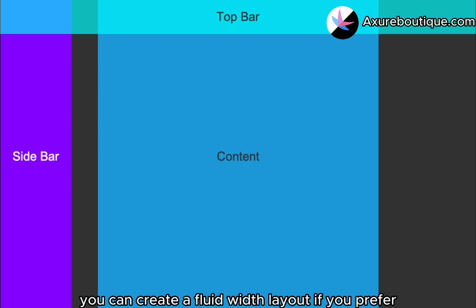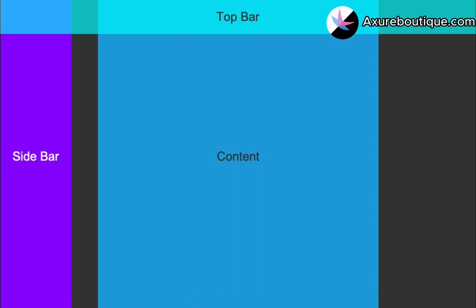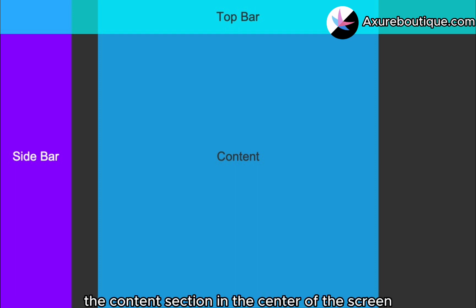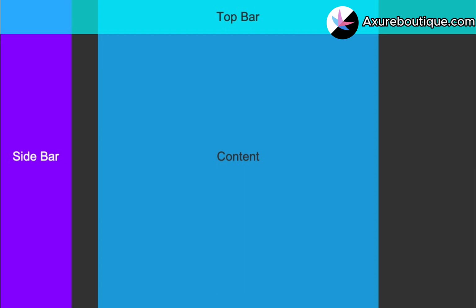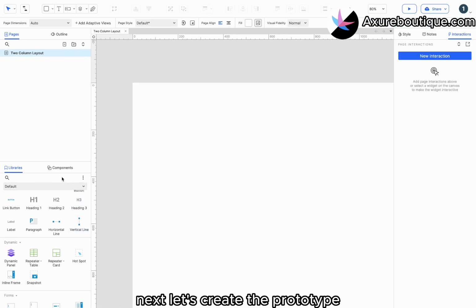You can create a fluid width layout if you prefer. We will position the content section in the center of the screen. If the screen size is small and the sidebar touches the content section, the content section will move to the right of the sidebar. Next, let's create the prototype.